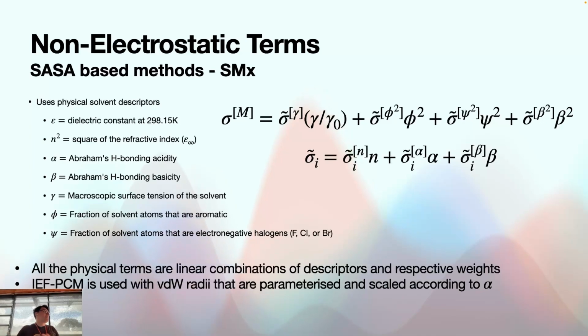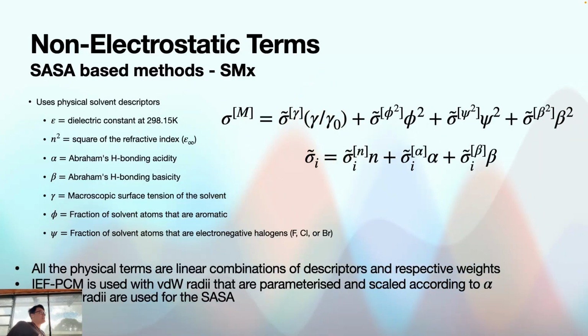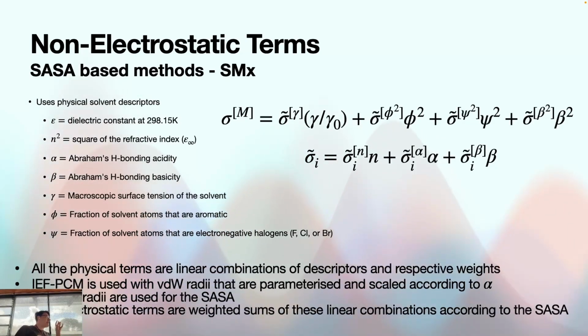Typically, it uses an IEF-PCM with van der Waals radii for the cavity, but now people are starting to use CPCM for high dielectric solvents, which I would say stick with IEF-PCM if you're going to use SMD. One thing to note is that it uses different radii for the solvent accessible surface area as it does for the electrostatics. You can't use the same radii for them.